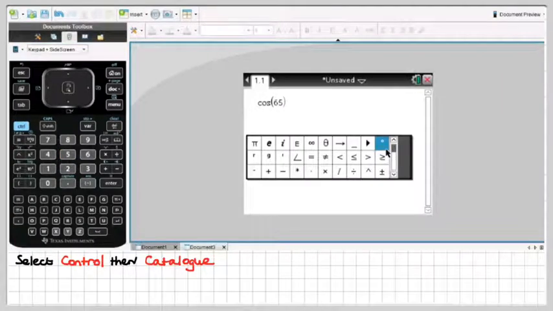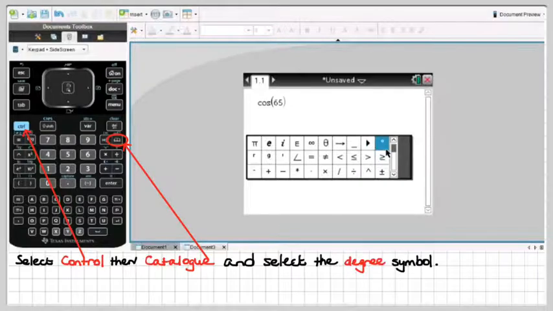So what you then do is you select control and then catalogue. Now I'll show you where they are. There's control, and the catalogue is a book symbol there. Control catalogue, and you will get this funny looking screen, and then you scroll till you get to this degree symbol, and then you hit enter. Okay, and then you'll get this.